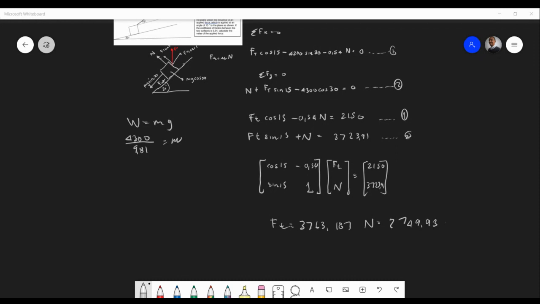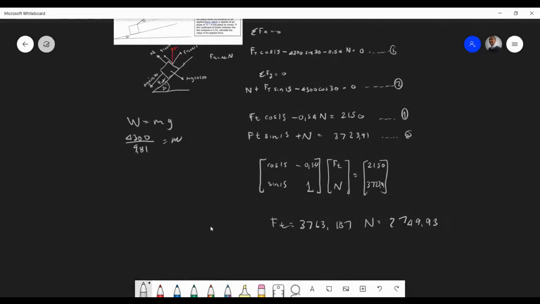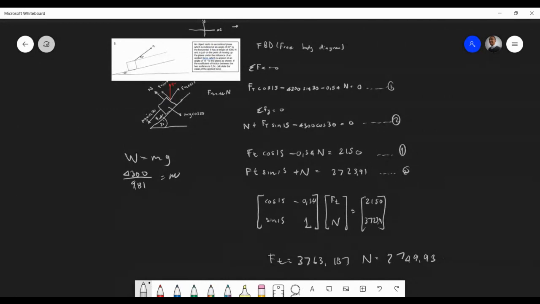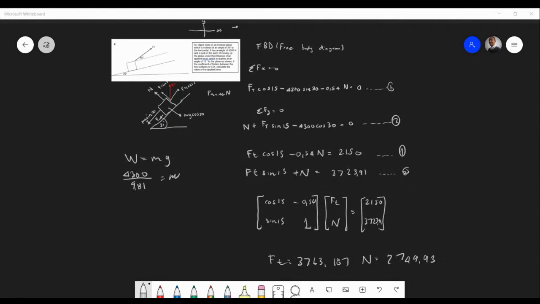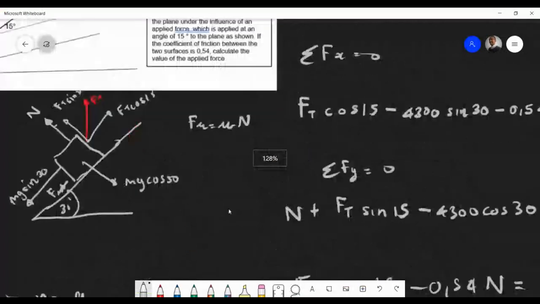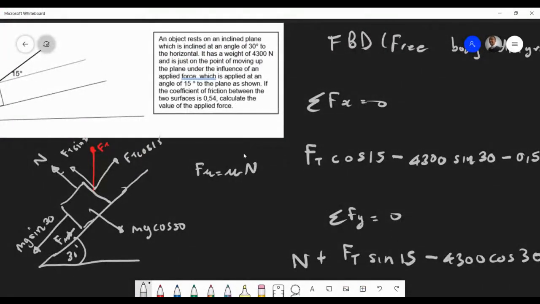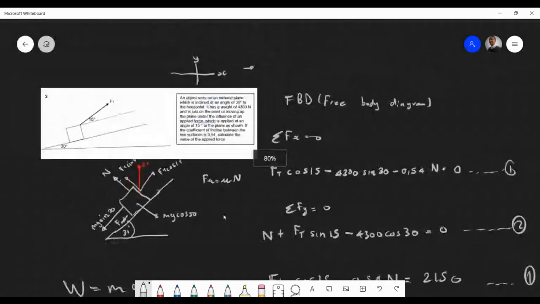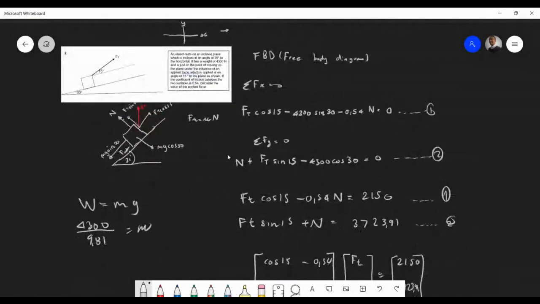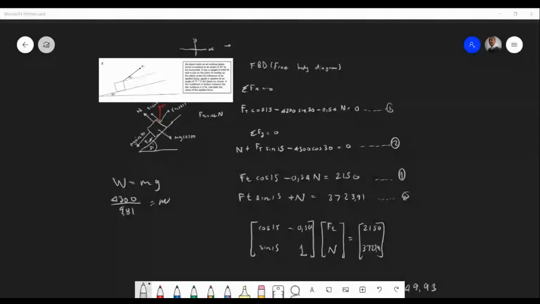Mr. Abriel, remember what the question states. It says just on the point of moving up on the plate, so we're assuming it's stationary. Okay, so you're all happy with this. We can revert back to our slides now.